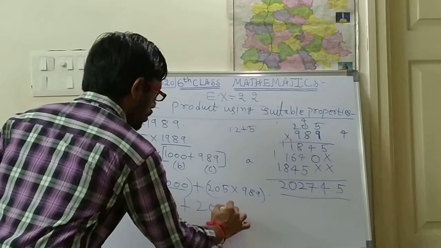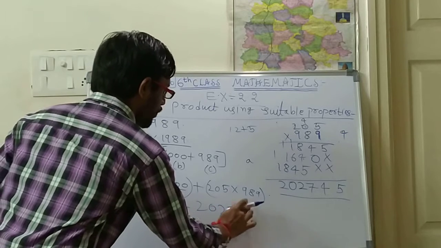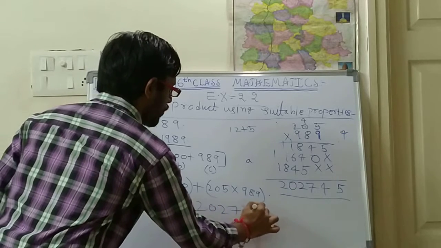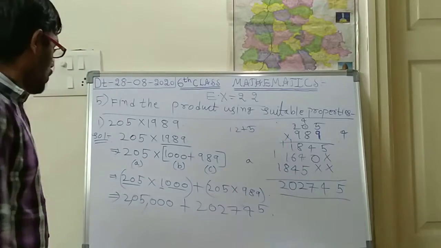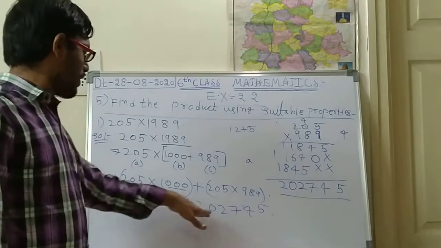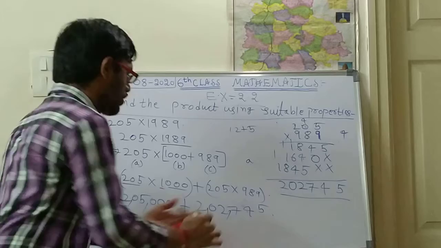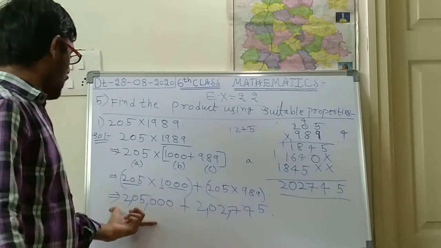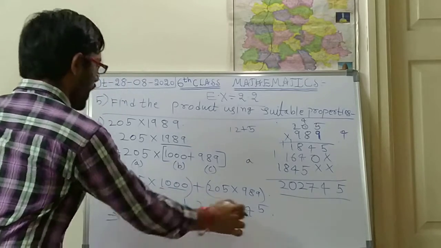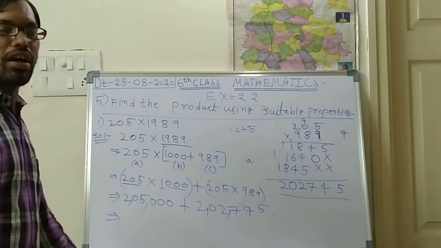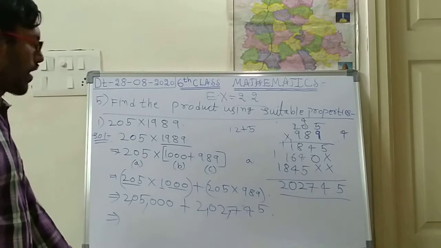So 2027 45. So this is a result. So 2 lakhs 5000 plus 2 lakhs 2745. Now you should add this 2. So by adding this 2, whatever the result will be coming, that will be the final answer.